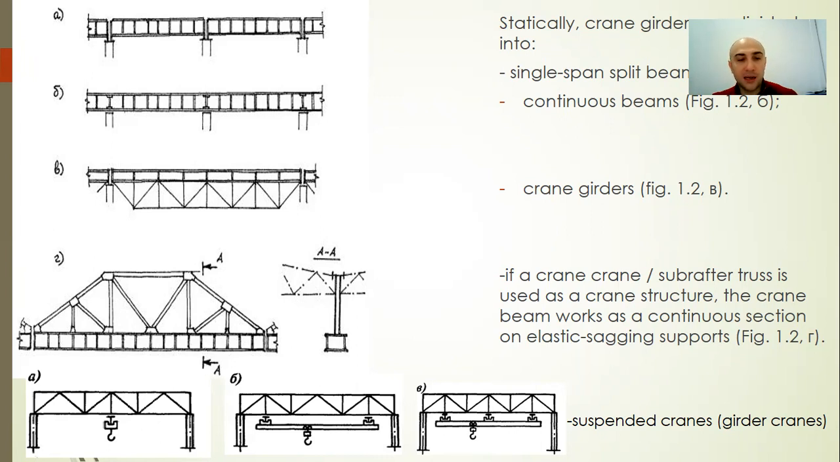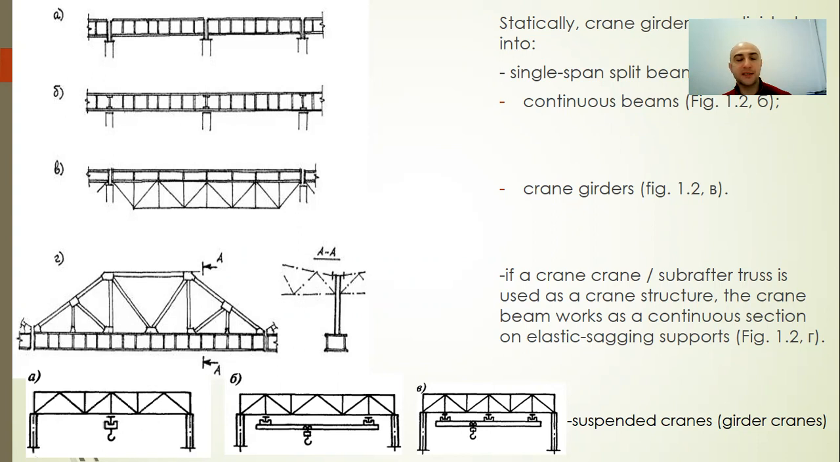Next one is for large spans, when the column spacing is 24 meters or more and with heavy duty cranes. Crane rafter trusses are used, combining a crane girder and rafter truss. The efficiency of the truss structures increases with the increase in column spacing, and is up to 6% at a column spacing of 24 meters and 12 to 60 at a step of 36 meters. However, such trusses are quite difficult to manufacture and install.